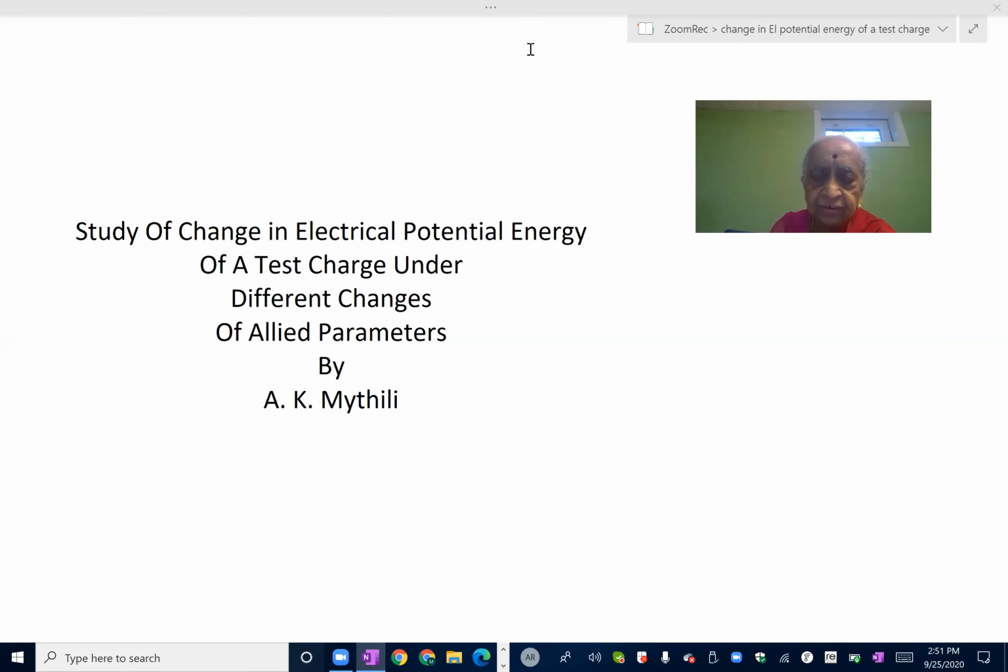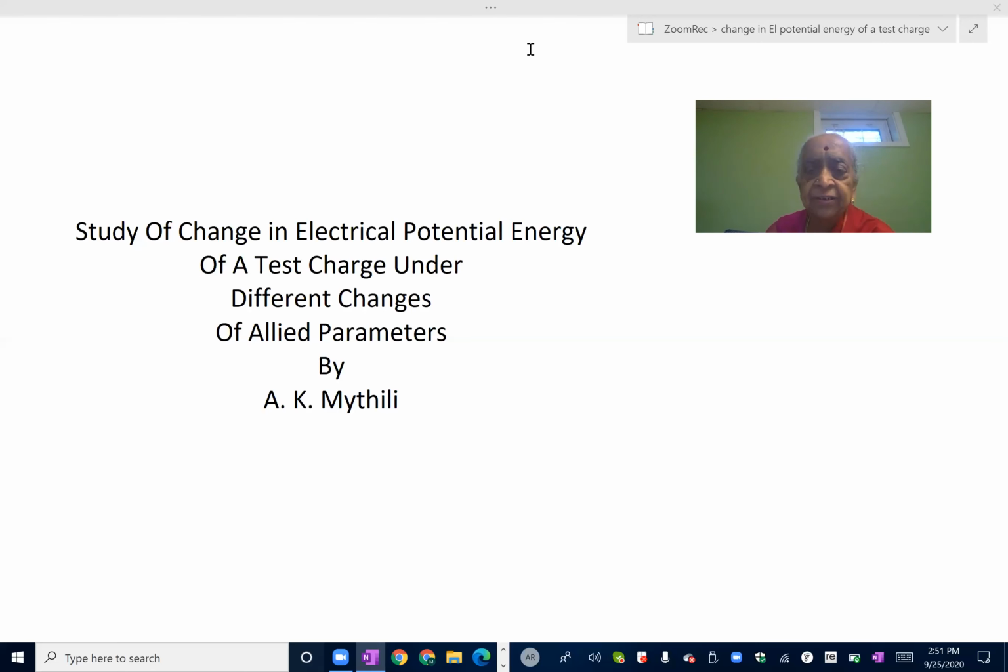The source charge will exert a force on the test charge, and either against this force or along that force, the test charge has to move. So sometimes work is done by the electric field of the source charge, or sometimes an external agency has to do work against the electric forces. Accordingly, there will be a loss or gain of electrical potential energy, which is written as delta U, which I'm going to introduce when I'm explaining.